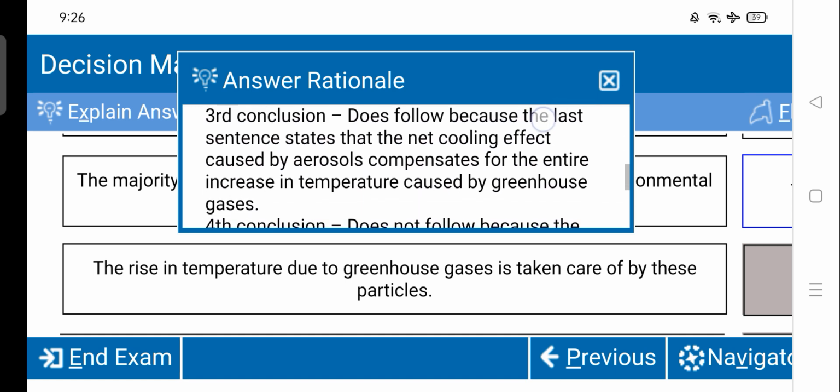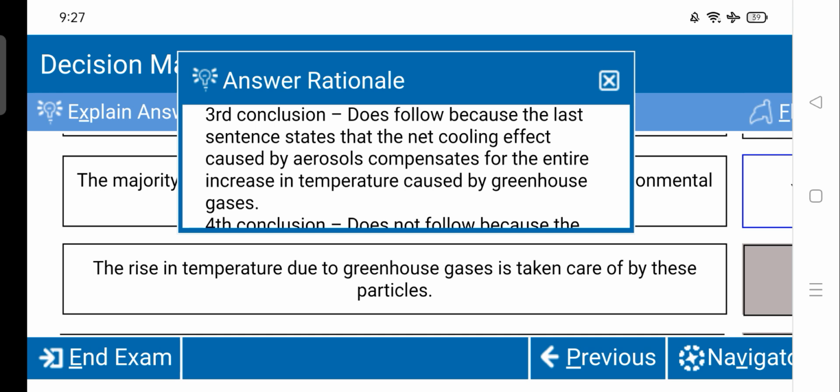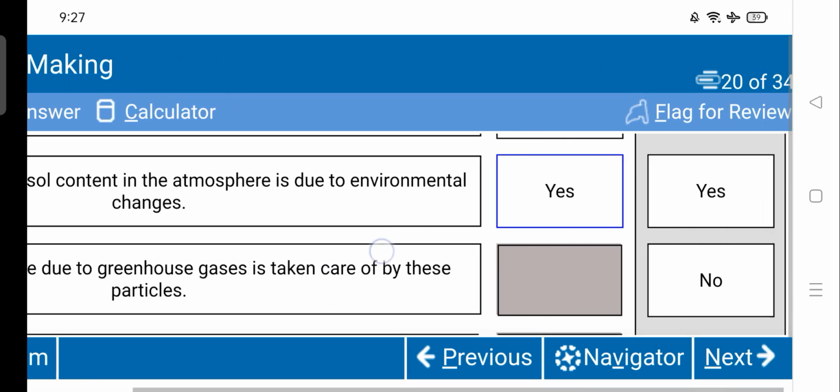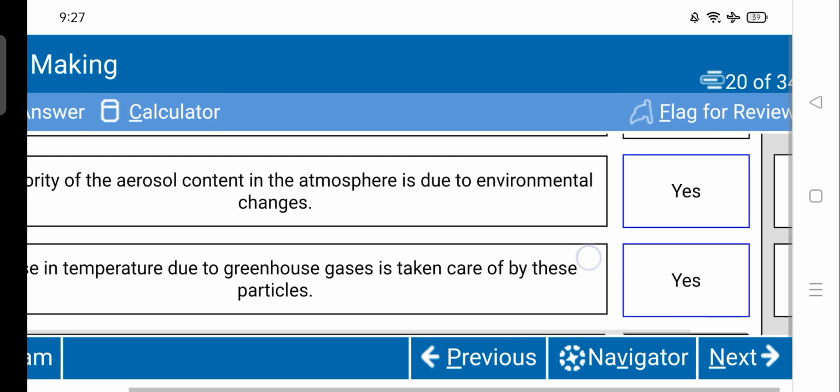Then we have a third conclusion that the rise in temperature due to greenhouse gases is taken care of by these particles. This one does follow because the last sentence states that the net cooling effect caused by aerosols compensates for the entire increase in temperature caused by greenhouse gases. So it does follow, so we will place a yes in front of this conclusion.